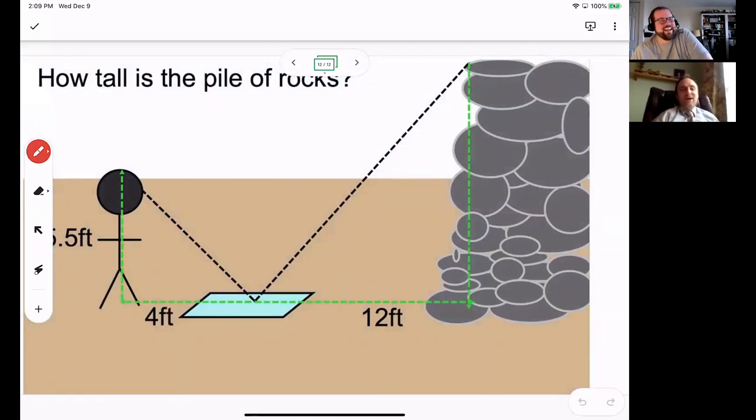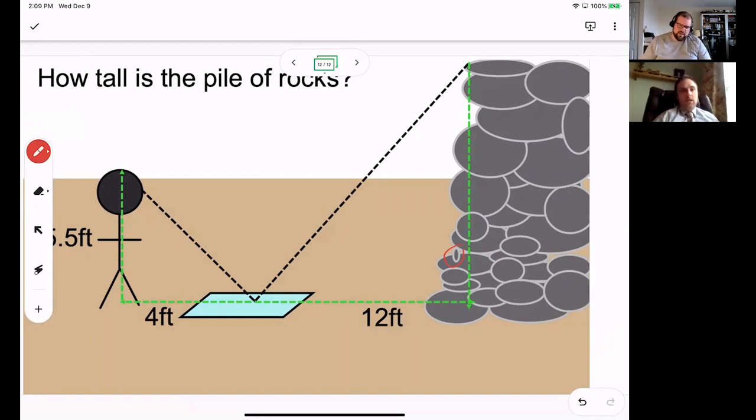All right. How tall is the pile of rocks? I really enjoyed this picture, so I needed to keep it because I don't know how those rocks would be stable, how they're stacked there. But well, it's because of this one. That one is supporting all of the other ones. So in this case, this is a mirror on the ground. You're looking down at the mirror so that you can see the top of the pile of rocks, so you can estimate the height. I think that's what's going on here.